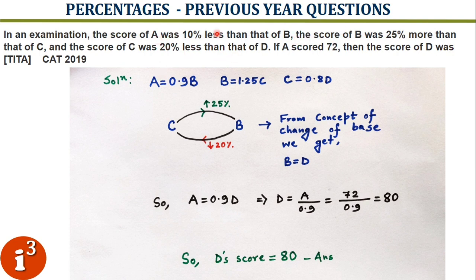He sees A is 10% less than B, so A is 0.9 B means A is 0.9 D. A is given 72, D is 72 by 0.9, so directly 80. You do not need a pen and paper even to solve this question. If you are thorough, you do not need a pen and paper. You read the question within 10 to 40 seconds, you solve this question. So this is a problem of CAT 2019 and how easily it can be solved.